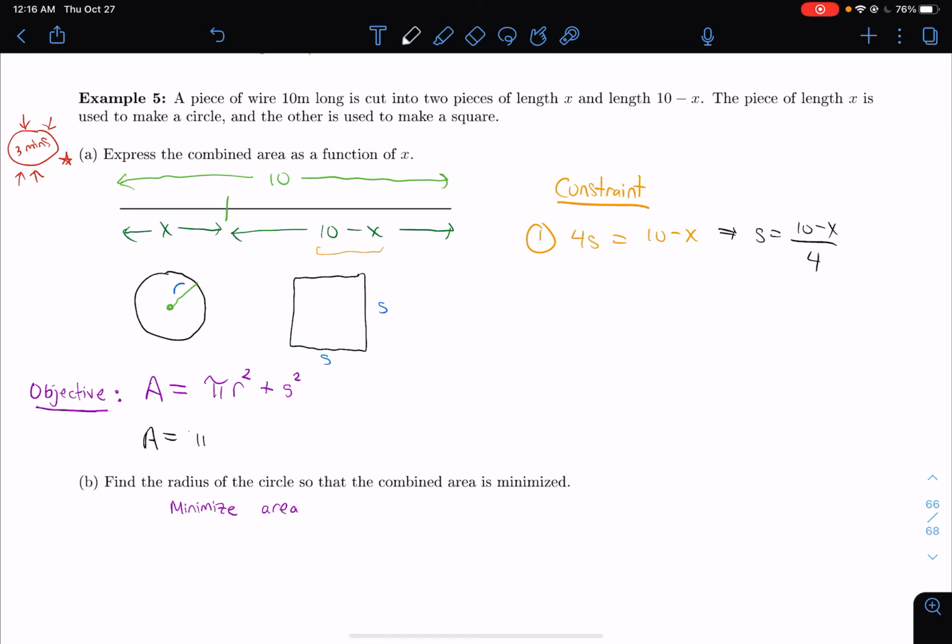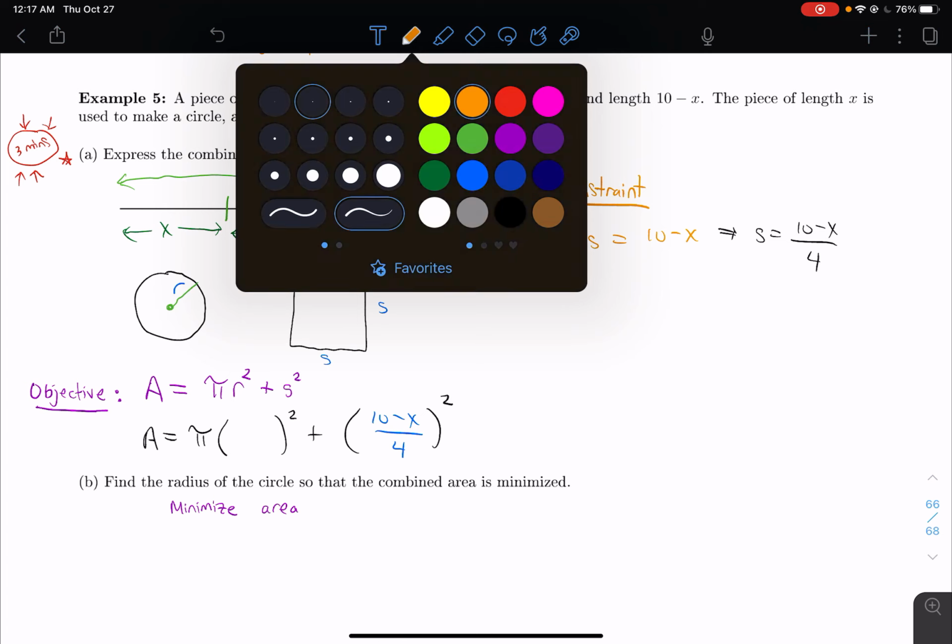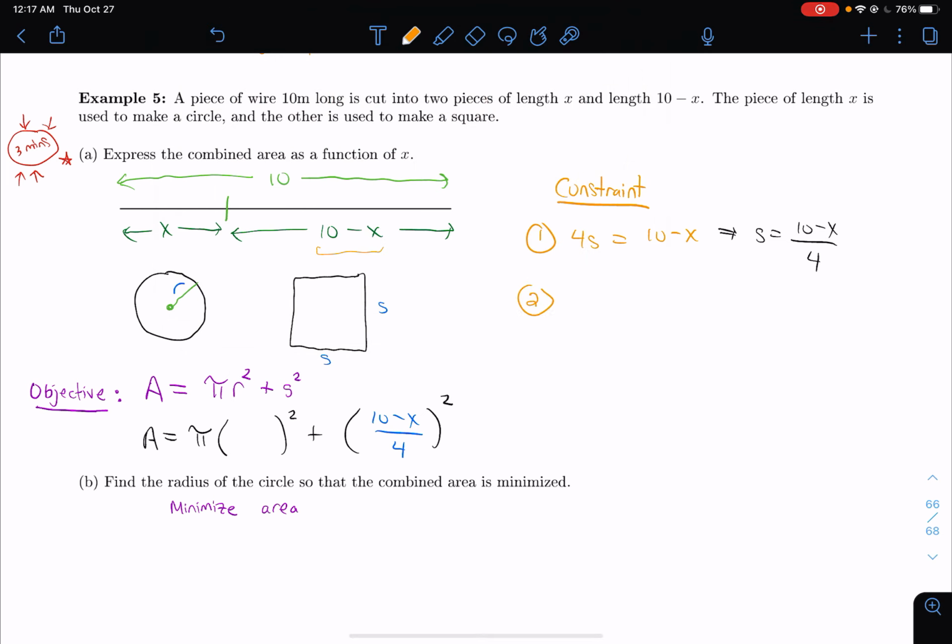Let me start to plug that in my equation. Area equals pi, I'm going to have to think about what r is, so I'll just leave a blank parentheses squared, plus, for s, I know s is that 10 minus x divided by 4. Nice, I got that part at least in terms of x. But I need to get this first parentheses in terms of x, so I'll need another constraint.